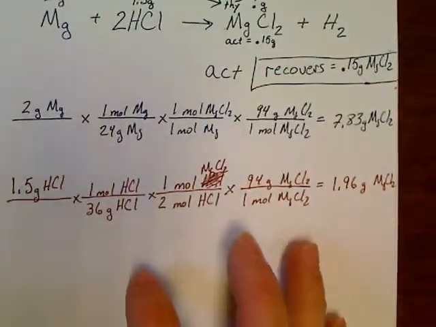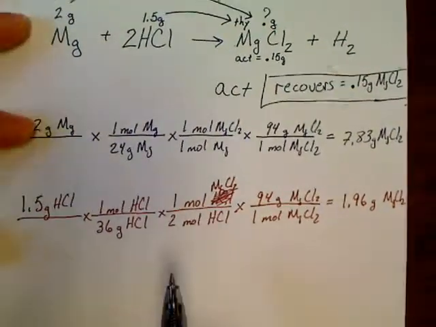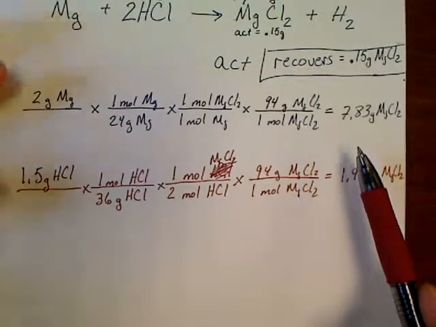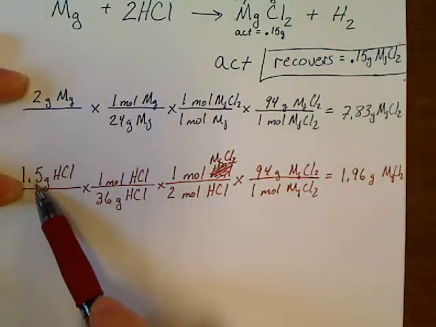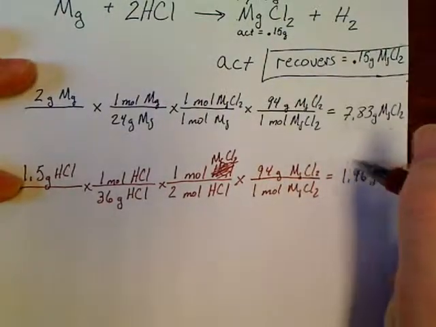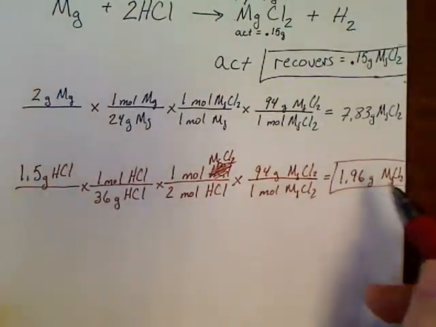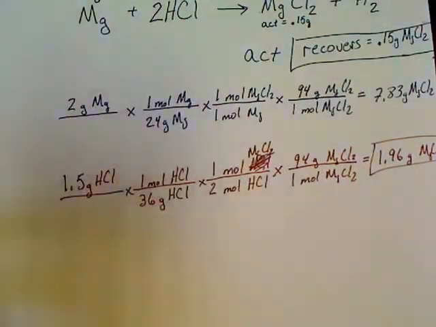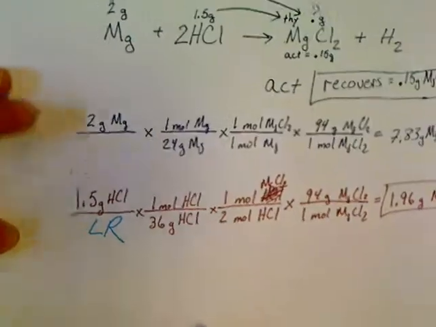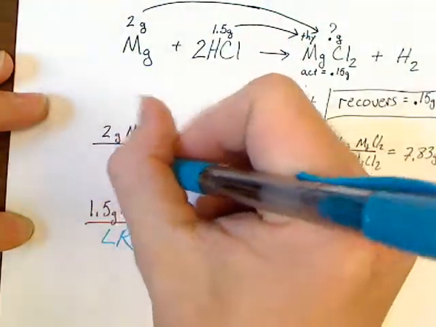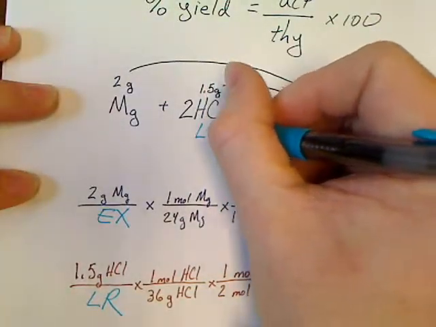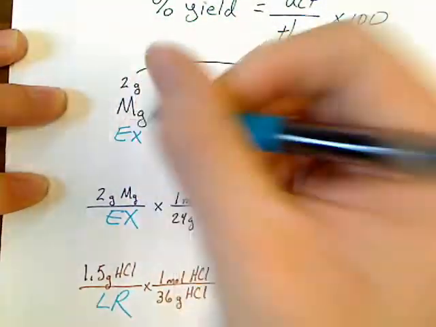So we go back to basically making biscuits again. I got enough magnesium to make 7.8 grams of MgCl2. I've got enough HCl to make 1.9 grams. Well, which one am I going to make? This is the one I'm going to end up making. So that means that this HCl is my LR. Magnesium is my excess. So I'm going to go up here. HCl, LR, that's my EX.